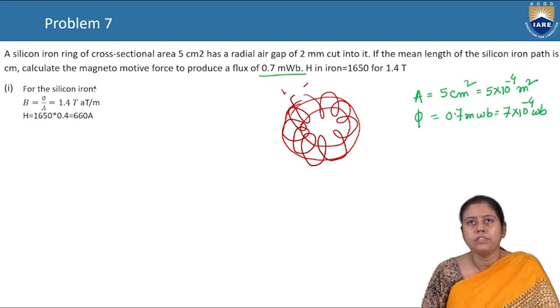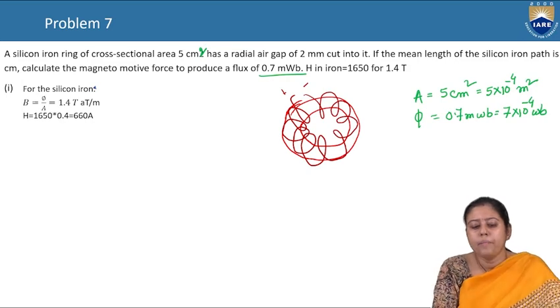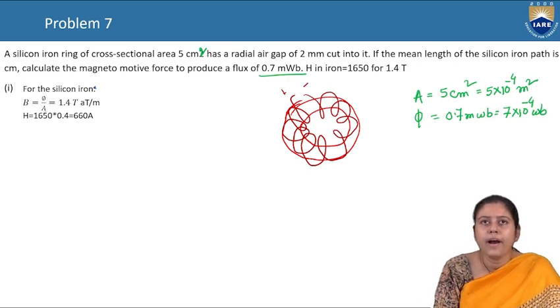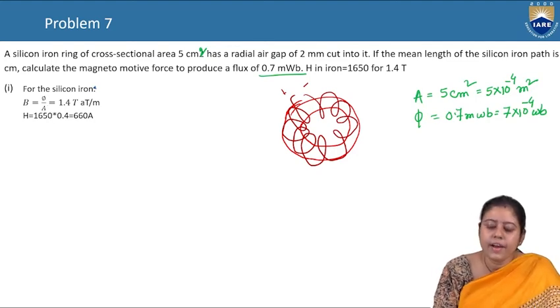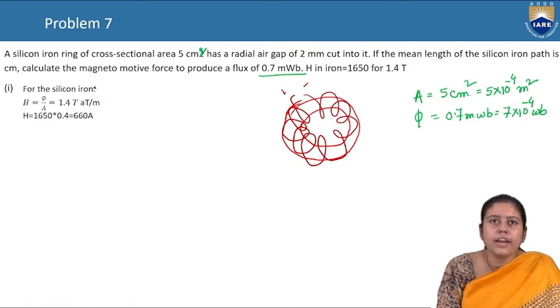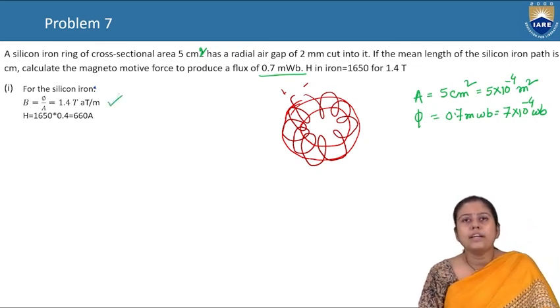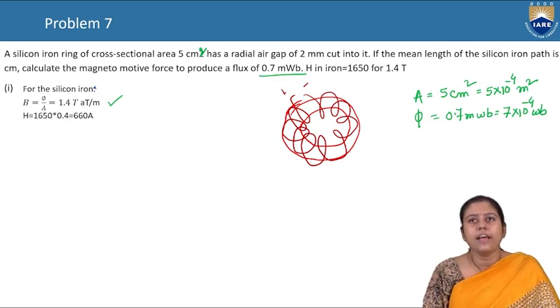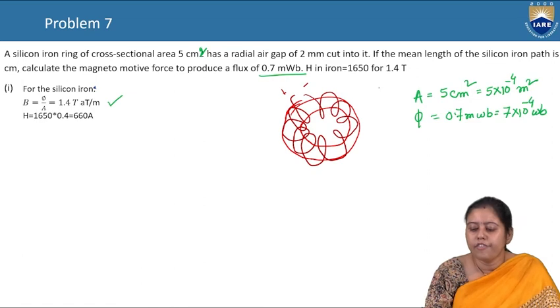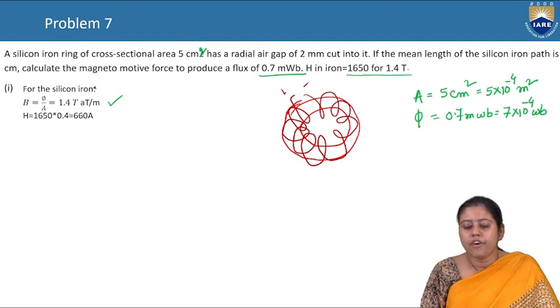First we will think about this. What is B? B is given as phi by A, total flux by total cross-sectional area. And if we put the value, 7 by 5, we are getting 1.4 Tesla. What is H? H is given as 1650 for 1.4 Tesla.